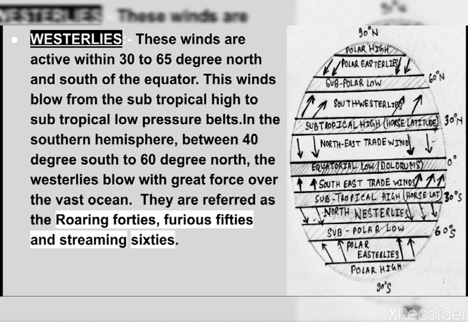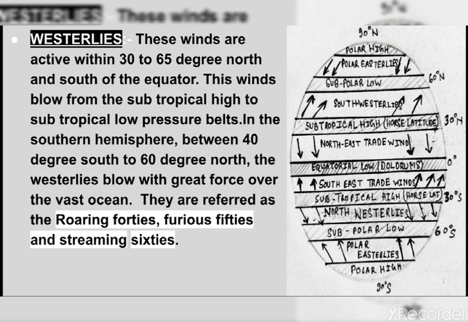As you can see in the diagram, due to the deflection, they become southwesterlies in the northern hemisphere and northwesterlies in the southern hemisphere. The westerlies are not so regular or steady in the northern hemisphere, unlike trade winds, however they are steadier and stronger in the southern hemisphere because they face minimal land interference.